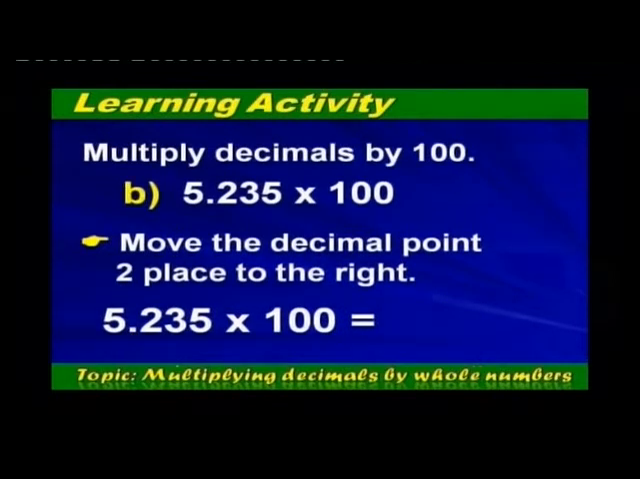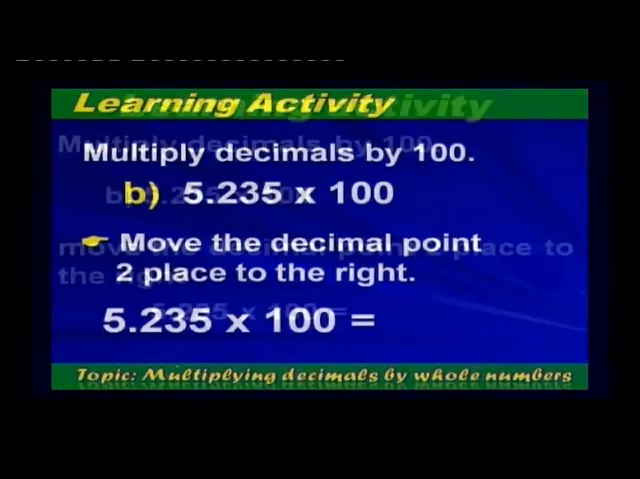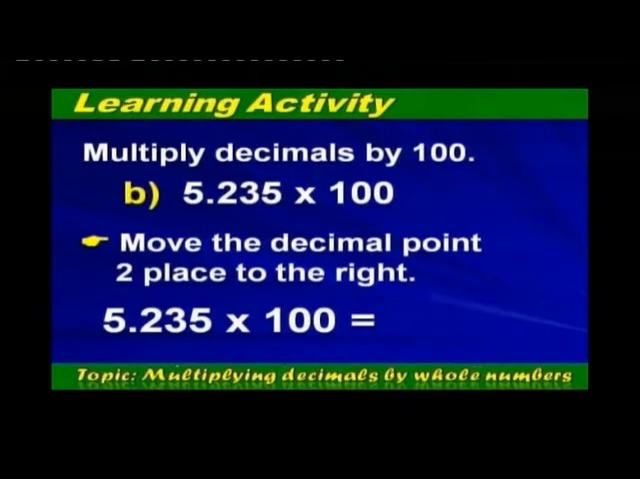How about when you're multiplying by 100? I have the same number there. This time we are multiplying by 100. Move the decimal point two places to the right. What do you think will be the answer? Okay, let's have OR. 523.5. Okay, let's see if OR is correct.